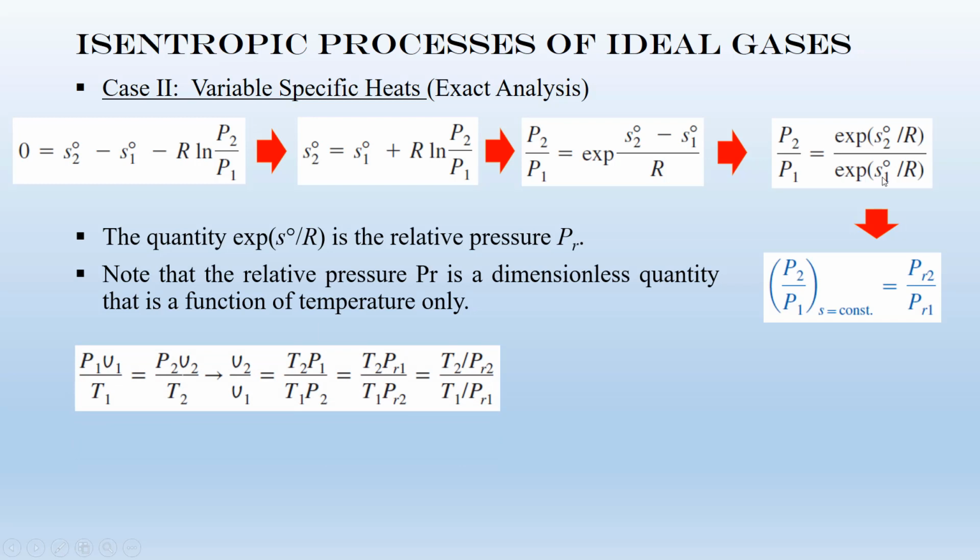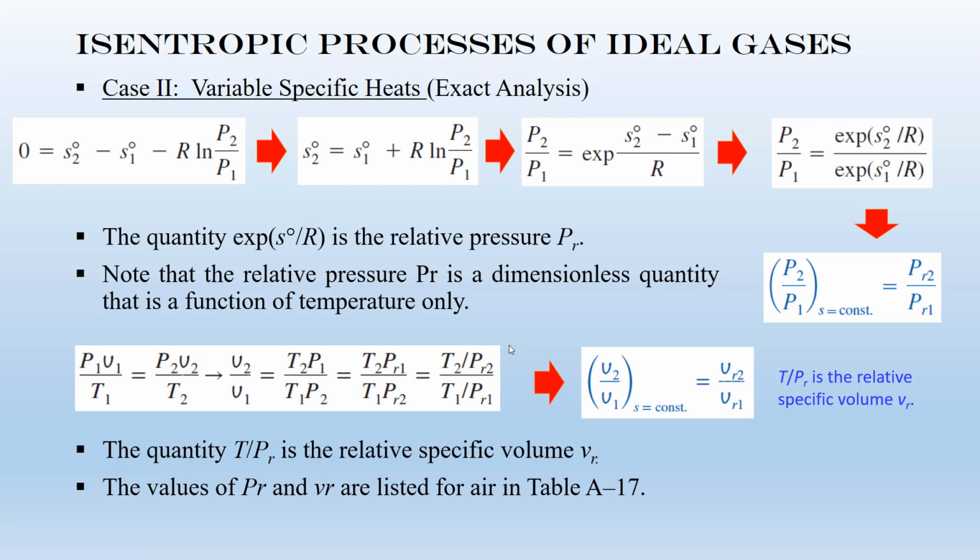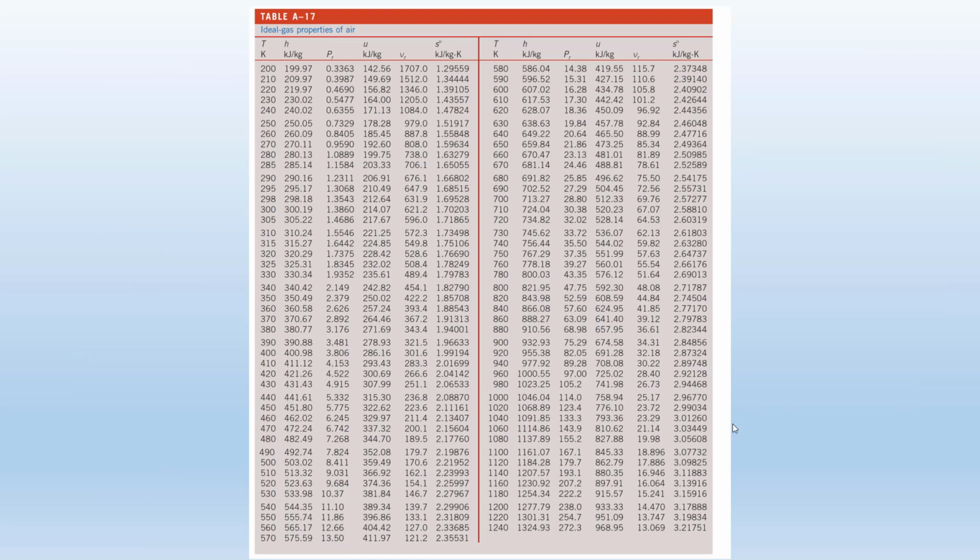By using the ideal gas equation of state, we can find a relationship for V2 over V1. We can write V2 over V1 equals T2 over PR2 over T1 over PR1. So the T over PR is called the relative specific volume, or VR, or nu R. These values are available for air in table A17. Keep in your mind that nu2 over nu1, or V2 over V1, equals nu R2 over nu R1. So here, this is the table A17, guys. You can find the PR and nu R. If you have the temperature, you can simply find the PR and nu R.